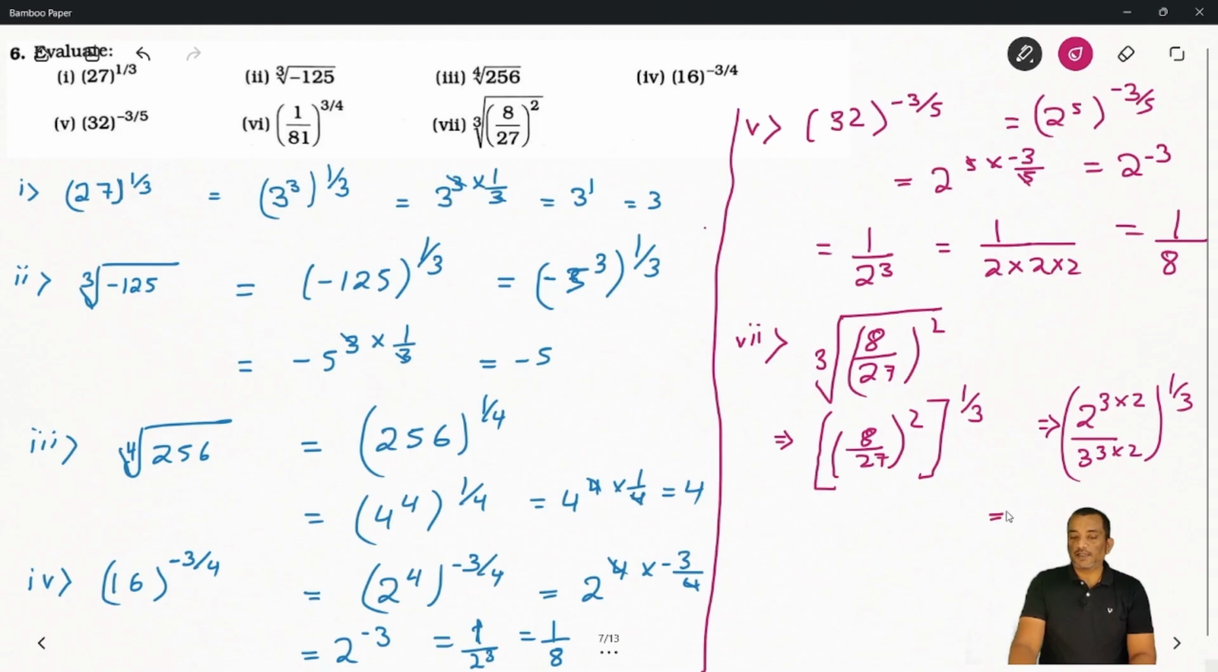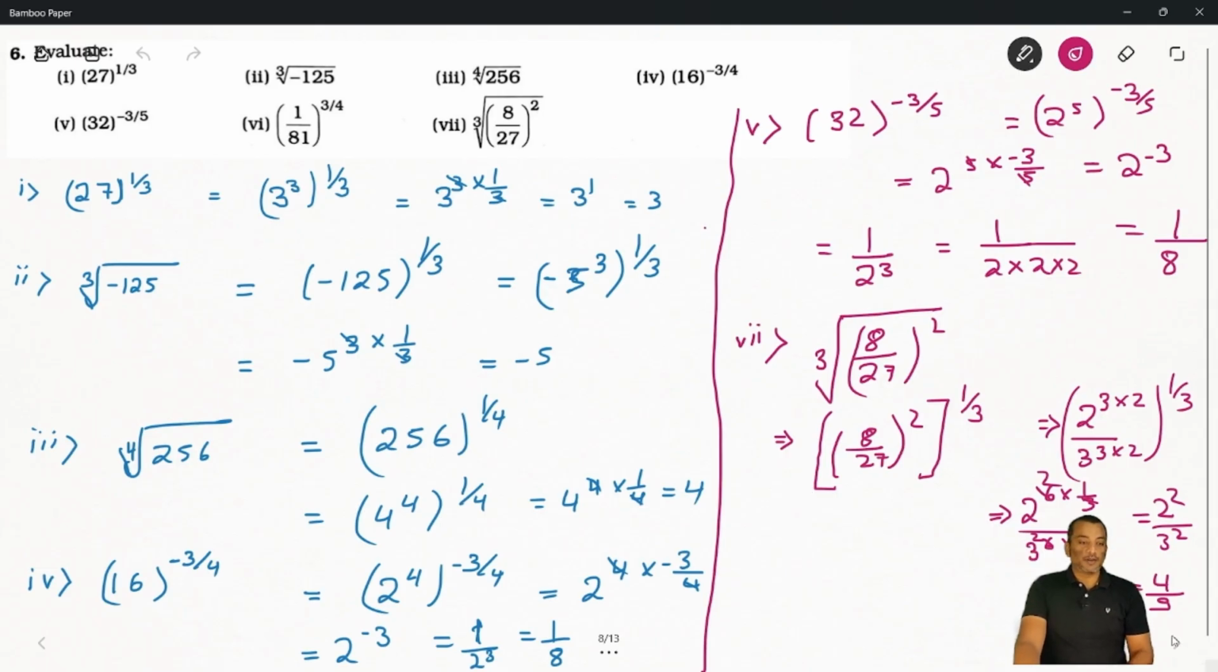So after that you can say 2 to the power 6 times 1 by 3 over 3 to the power 6 times 1 by 3. So this cancels, the 3 will just cancel, so 2. So you can say 2 squared by 3 squared, which is equal to 4 by 9. Hope it's clear. Any doubt on this whole question, just let us know in the comment section so I can help you. Okay, so now let's come to the next question of this exercise.